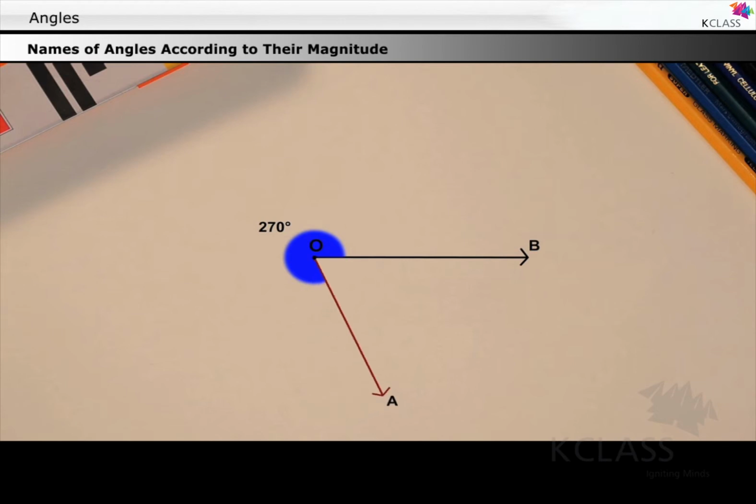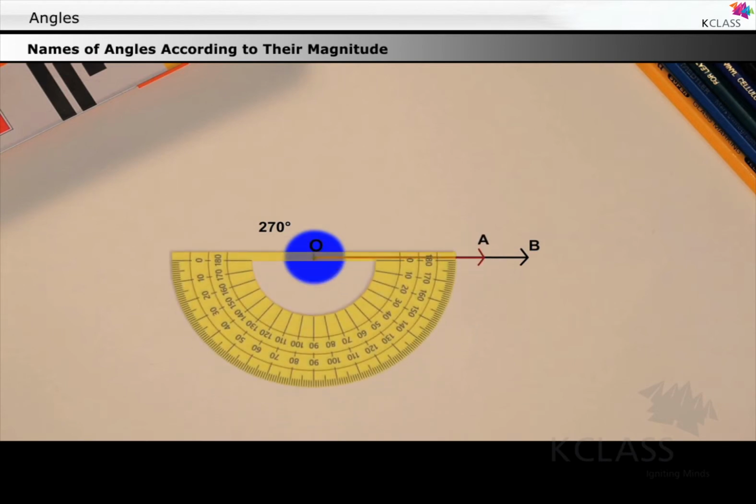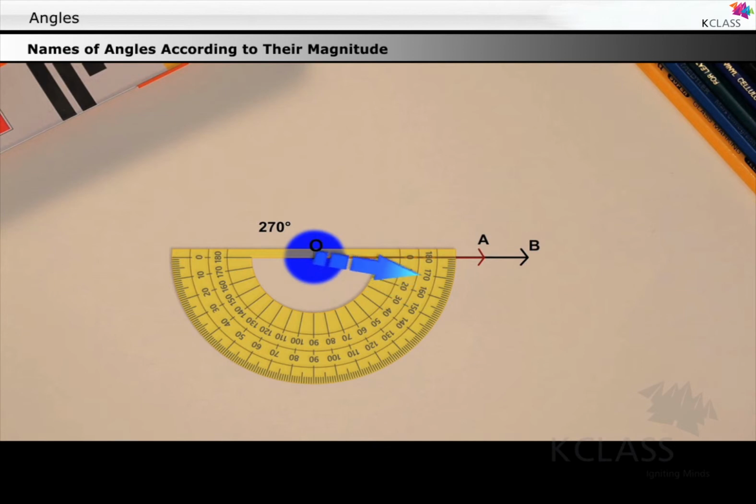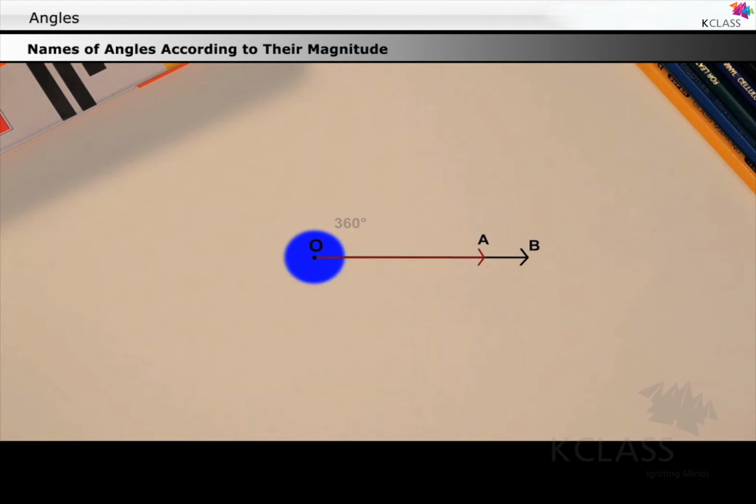Now watch. Hey, ray OA is back to where it started from. It has traveled one complete circle, 360 degrees. Friends, on the face of it, it looks like a zero angle, but don't be confused. Zero angle is when the ray or line has not traveled at all. Here OA has traveled one complete circle, and so AOB is a complete angle.